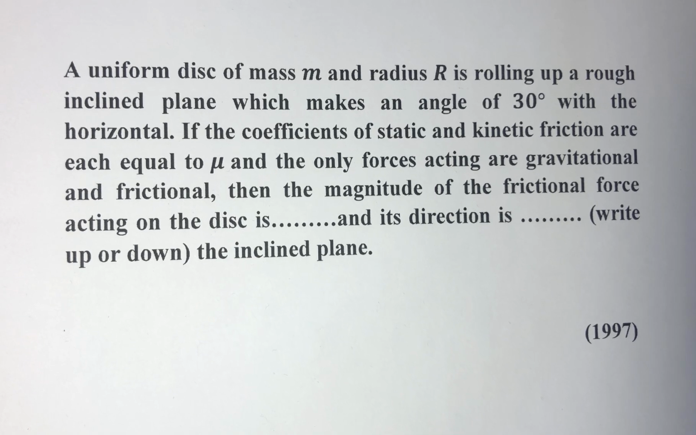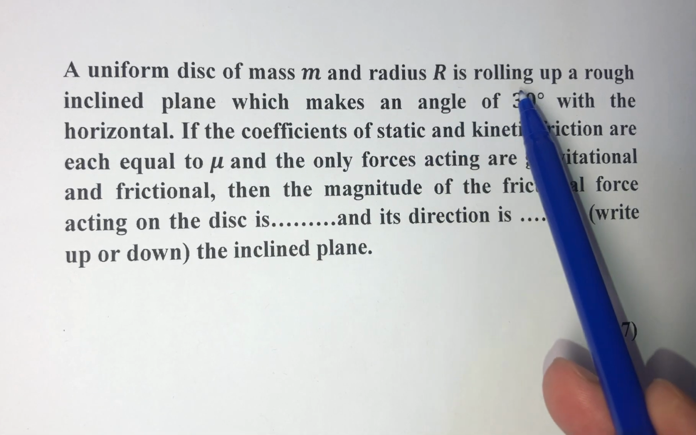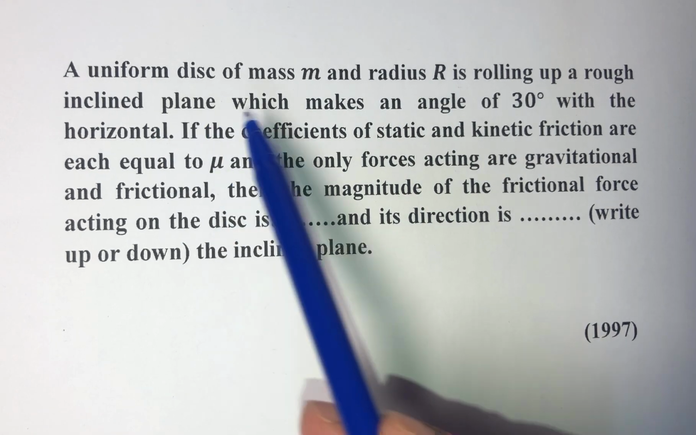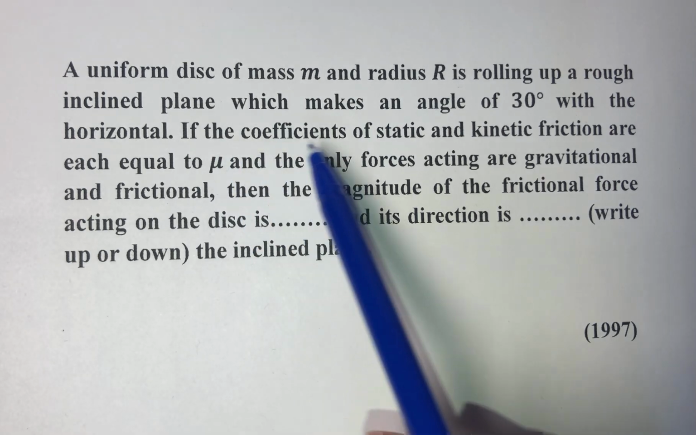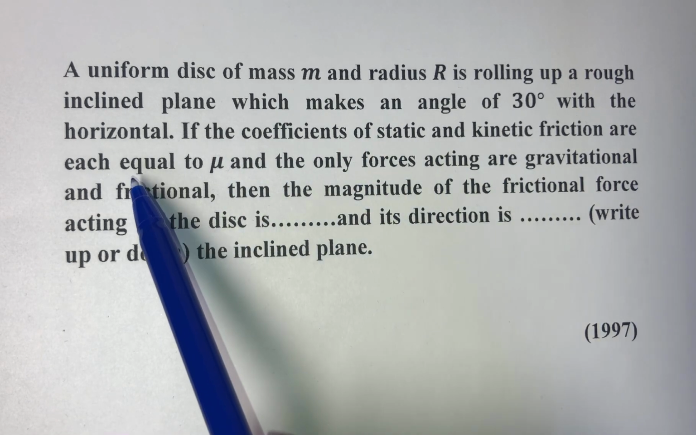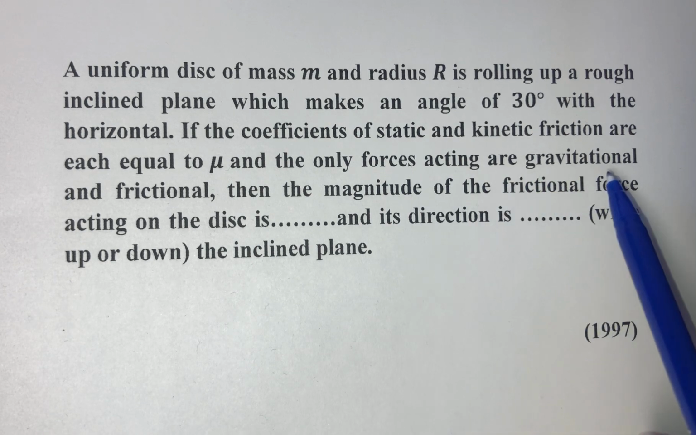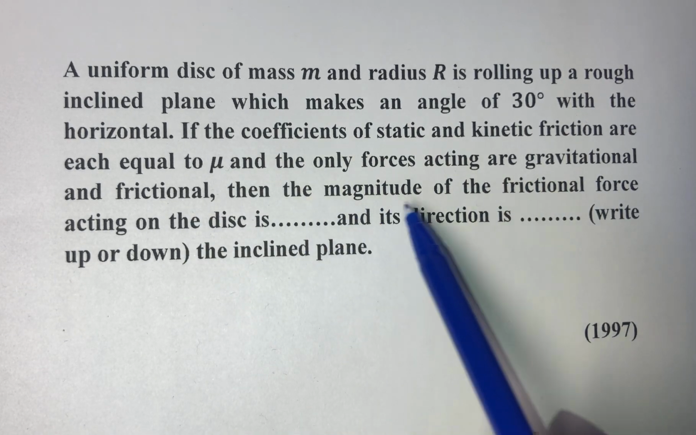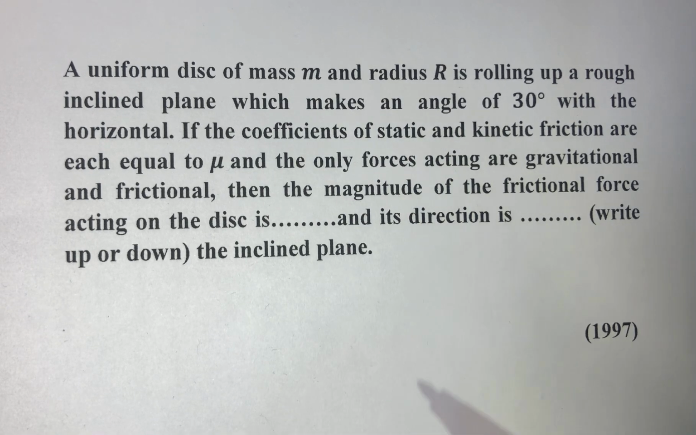Hello friends, in today's question, a uniform disk of mass m and radius r is rolling up a rough inclined plane which makes an angle of 30 degrees with the horizontal. If the coefficients of static and kinetic friction are each equal to mu and the only forces acting are gravitational and frictional, then the magnitude of the frictional force acting on the disk is, and its direction, that is up or down the inclined plane. We have to find out two things.